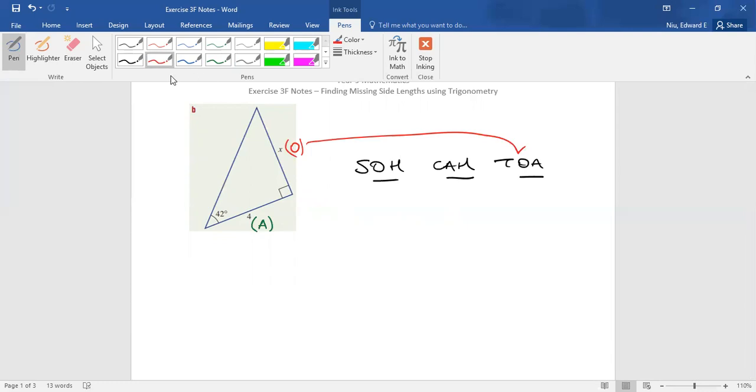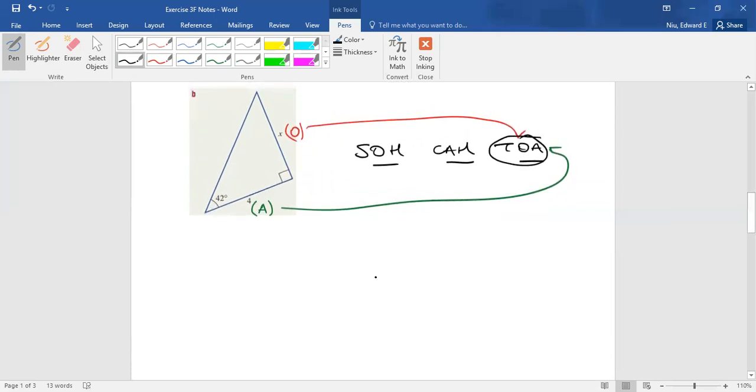Why? Because we have an O. We have an A. So what that means is tangent, you are going to be our ratio that's going to help us to figure out this missing side length called x. So we write our tangent formula, which goes like this. Tan theta equals the opposite divided by the adjacent.